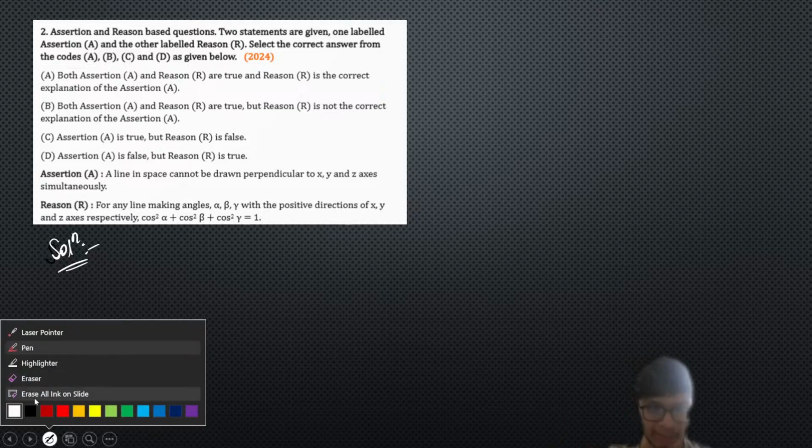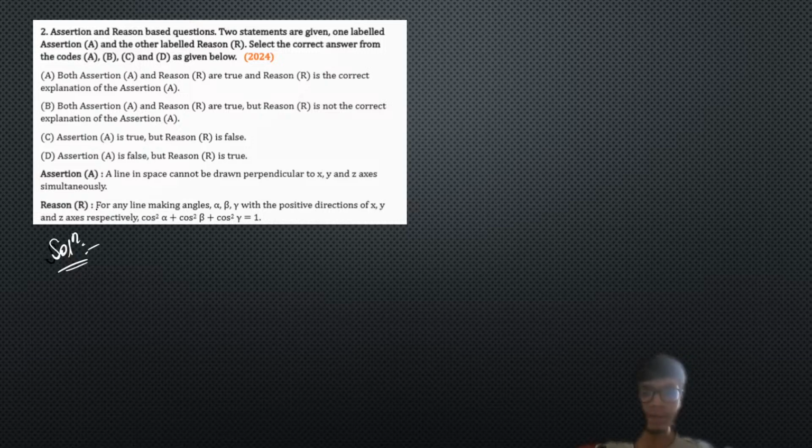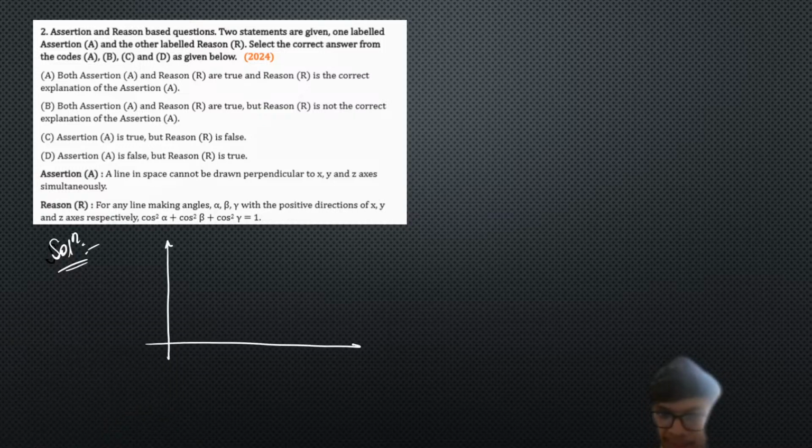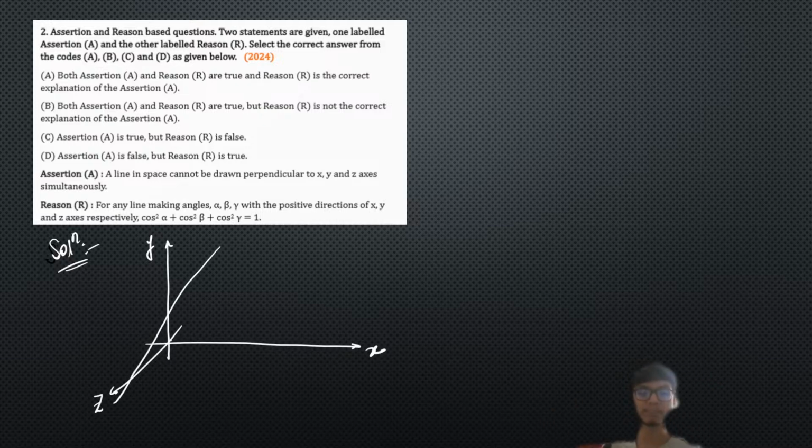If you just go to the assertion, let us read it. It is said that a line in space cannot be drawn perpendicular to the x, y, and z axes simultaneously. Is it true? Let's see. The question says that if I have a particular line in a 3D coordinate space, I cannot have this line simultaneously perpendicular to all three axes. Let us draw any line like this. It cannot be possible that it is perpendicular to all three axes. Is it true or not?